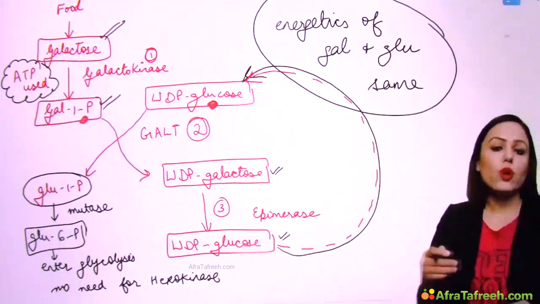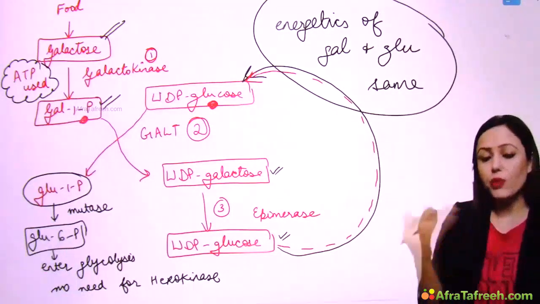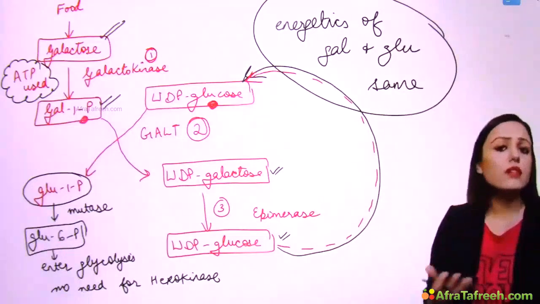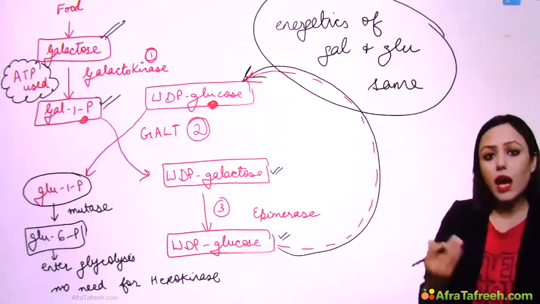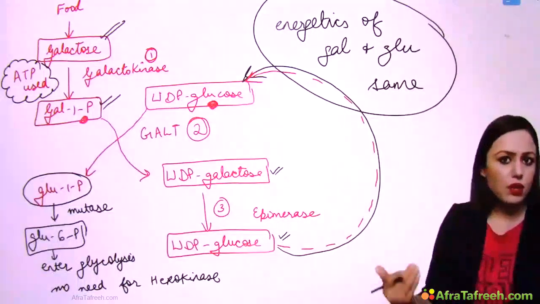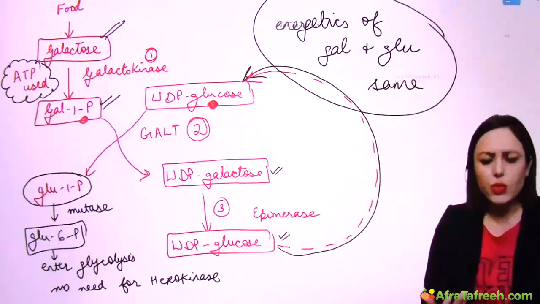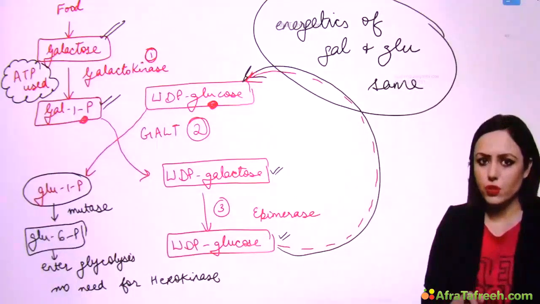So if they ask you, after complete breakdown of galactose, how many ATPs you will get? You will get 32 ATPs, right? After aerobic glycolysis, if galactose is the starting material, then how many? Then 7 ATPs, okay? Same as glucose.